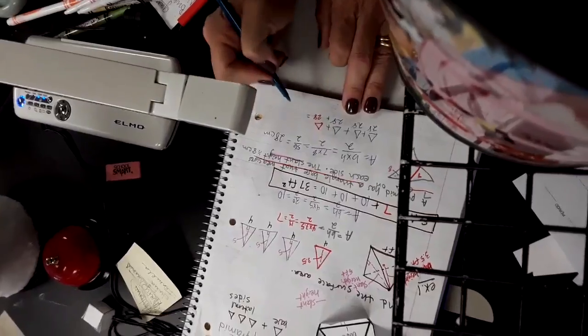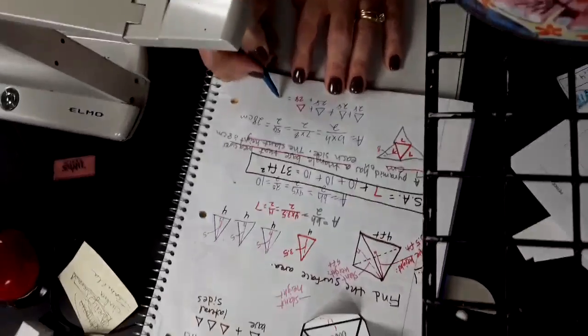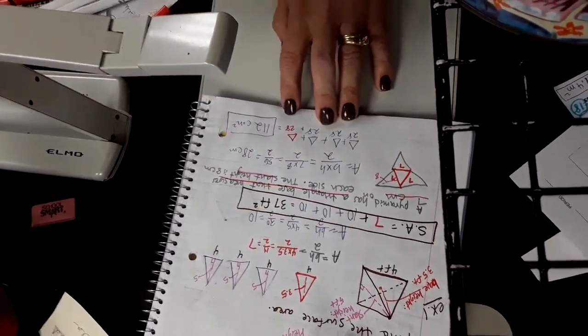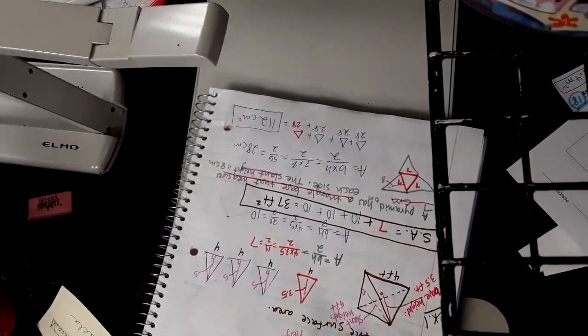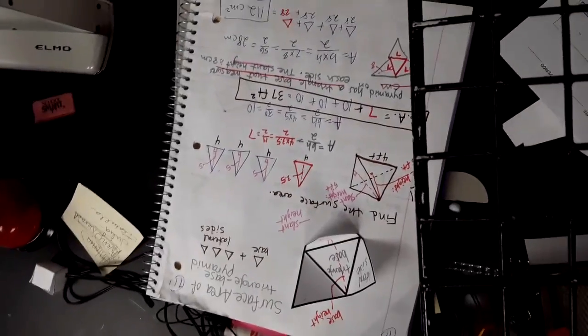We're almost done with our little video. So when we add them up, you will get 112 centimeters squared, and that's how you will get the area of a triangular pyramid. If you didn't get it all, this is going on Google Classroom, so you can catch up there. Bye-bye.